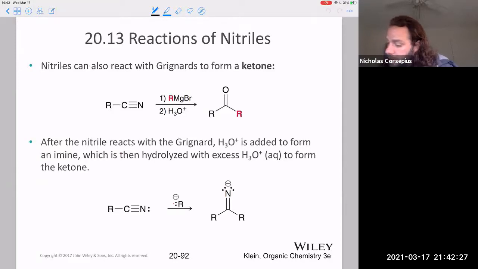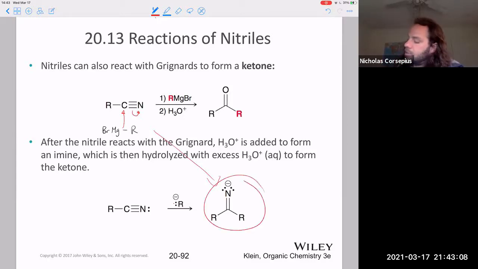Nitriles will also react with Grignards. However, interestingly, they will form ketones. So you get rid of that nitrogen altogether. Okay, this isn't going to be something that we have a reaction mechanism for, other than to say the first step is kind of what you would expect. You have your Grignard. That's going to be the nucleophile and attack that nitrile carbon. The next step would be generating this right here.